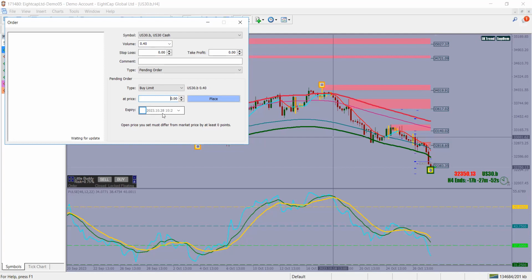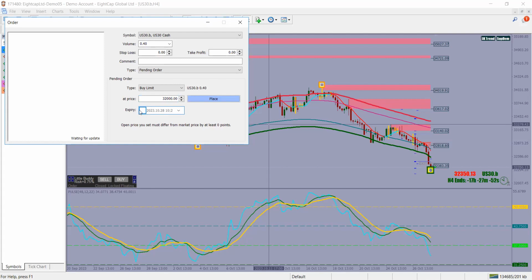Buy limit again is your buy limit. The way those are set is by setting a buy price at a lower price. Because the market is at 32,350, my buy limit price would have to be below that. So in this example, let's say I wanted to buy at 32,000 even. I could do that and place an order.